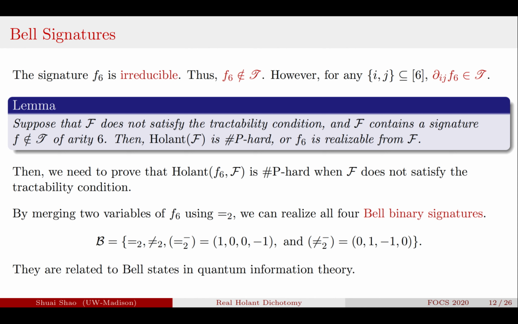Now let's consider what other signatures can be realizable from this f sub 6. First, by merging 2 variables of f sub 6 using equality, we can realize all 4 binary signatures. Here we give all these 4 binary signatures. Here this means the binary disequality. It takes value 1 when its 2 variables take different assignments, and it takes value 0 otherwise. These 4 binary signatures are related to Bell states in quantum information theory.